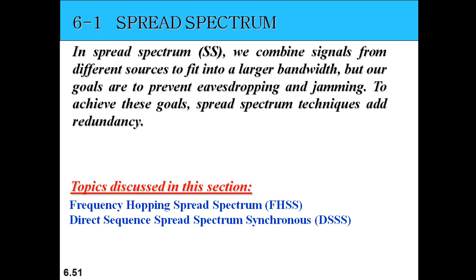The first one, we are interested in preventing eavesdropping. Another one is jamming. In the sense, spread spectrum simply provides privacy. The second one is for an anti-jamming purpose. Most of the time, we use this technique in wireless applications.